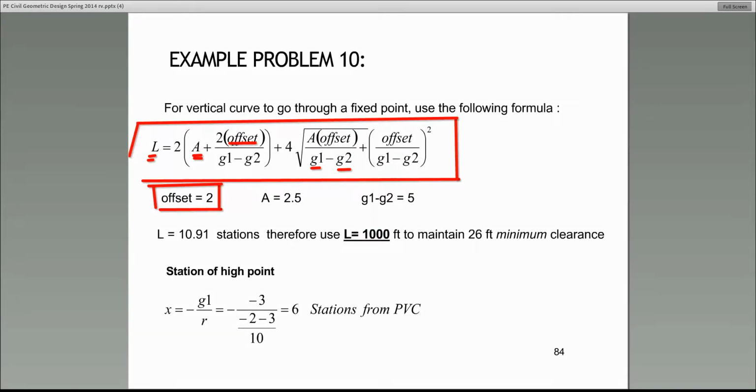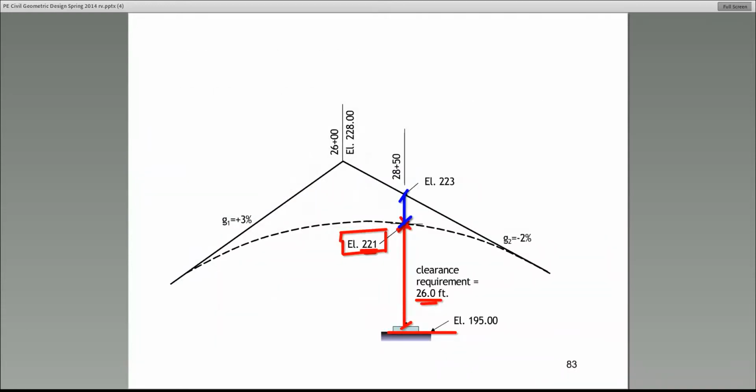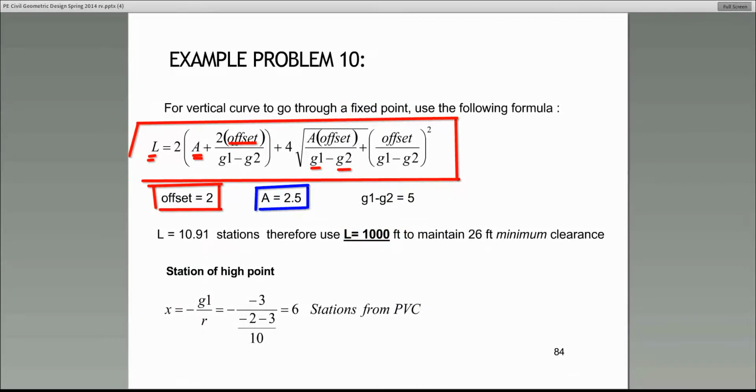That's the offset. Now, what about A? Capital A. Now, a lot of people have difficulty with that, but that's simple. Write it down. A is simply the distance between the station that you're interested in and the station of the PVI. In this case, the station 28 plus 50 minus station 26 plus 0. So what do you get? 2.5 in terms of stations.